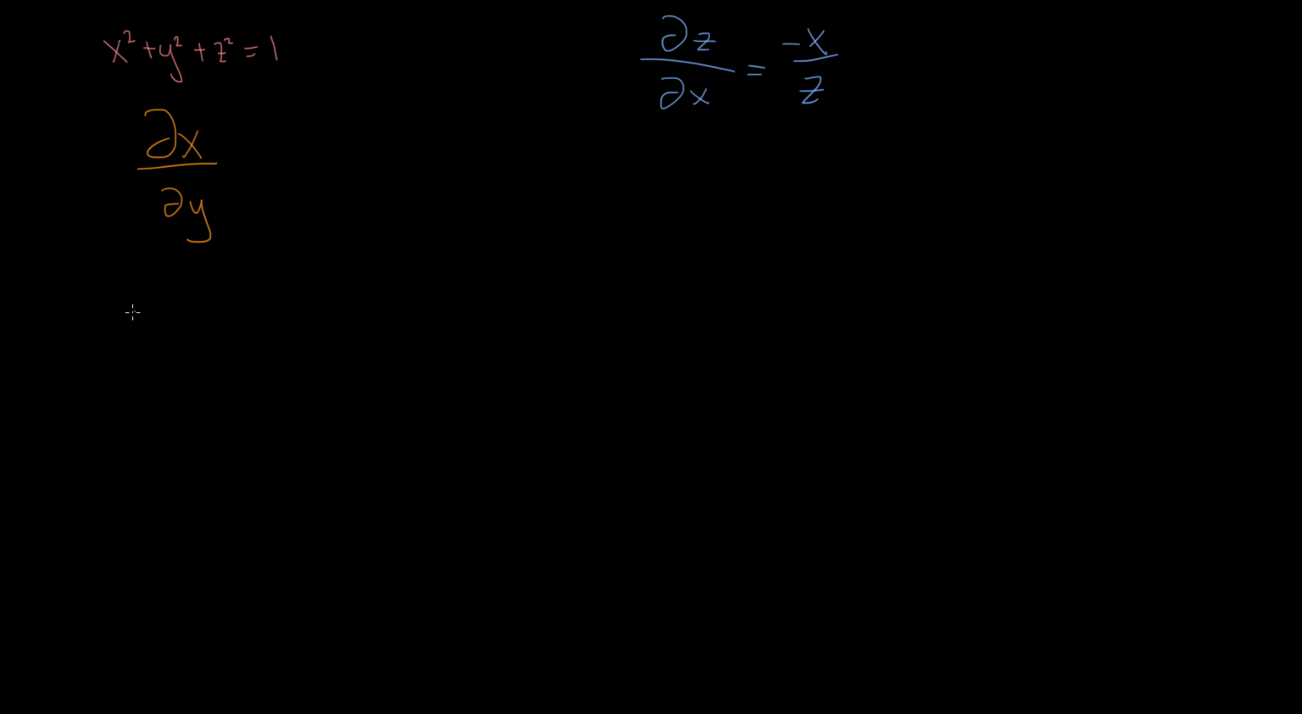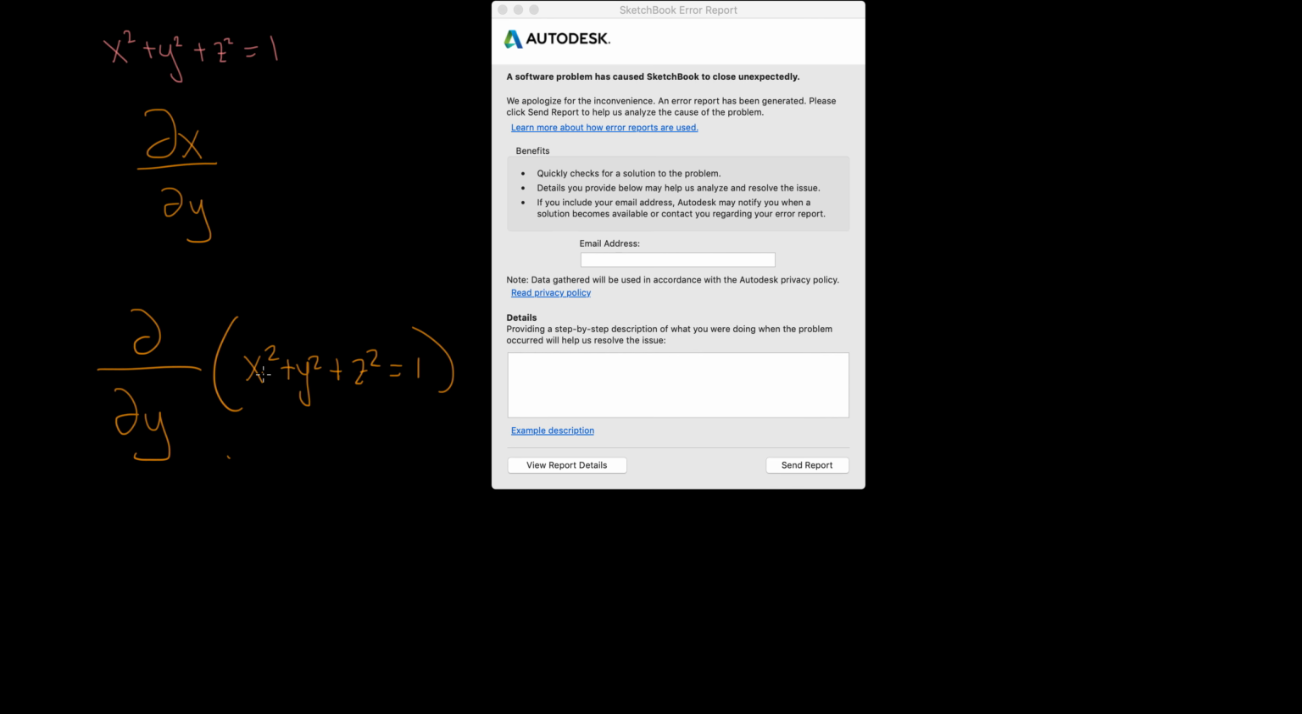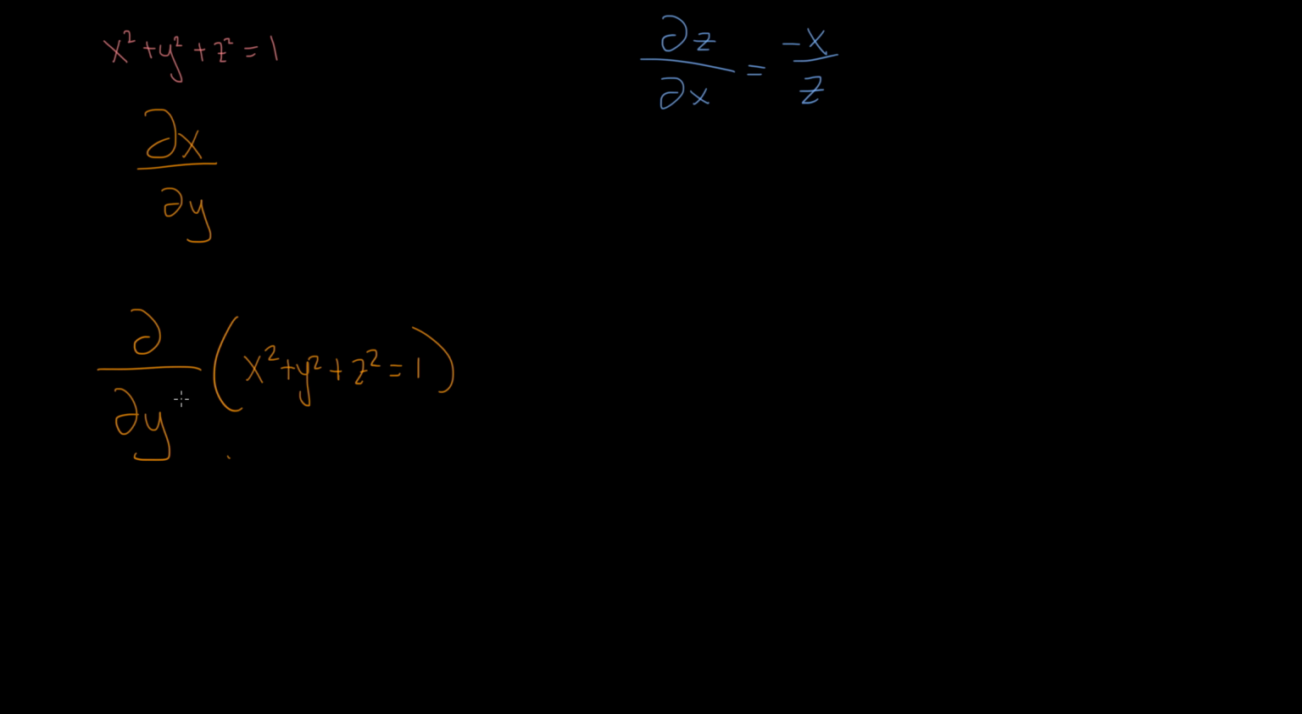So we'll do the same sort of process. We'll use the partial operator with respect to y of this entire function, which is x squared plus y squared plus z squared equals 1. So let me just point this out again. We're keeping z constant this time because we don't want to see how z is changing. In fact, we want it to stay constant so we can see how x is changing with respect to y.